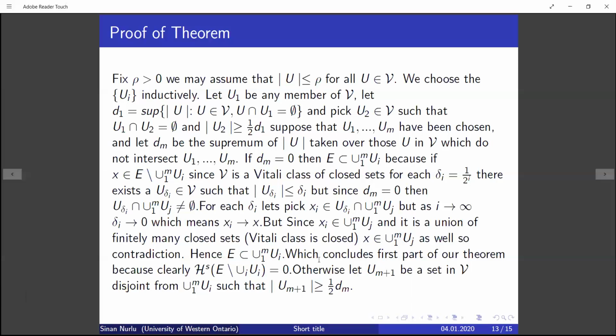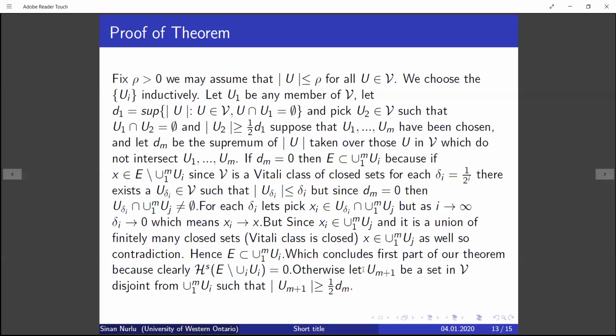Namely, E is a subset of our union if our construction terminates at a finite step M, of course. But then, if this happens, we're done, because it automatically concludes our theorem, because E minus the union of UIs is just the empty set. So its Hausdorff measure is just 0.